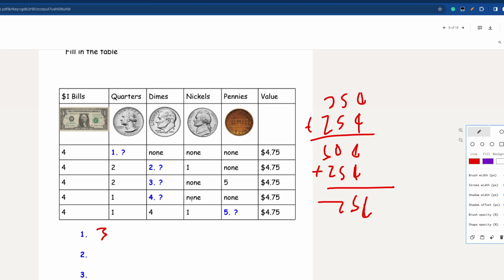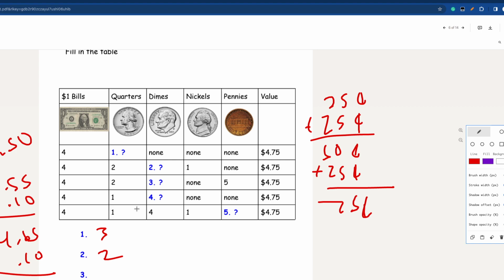All right, number two. We're trying to get the same value. So $4, we have that already. And then 2 quarters, so that's going to be $4.50. And then nickels, we have 1, so that equals 5, so $4.55. And then we don't have any pennies. So how many dimes do we have? We have to add 10 cents. So that's $4.65. And then we add another 10, which equals $4.75. So this is the desired amount. So it's going to be 2 dimes.